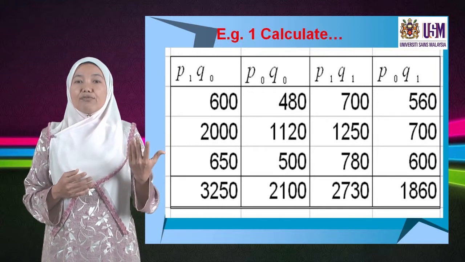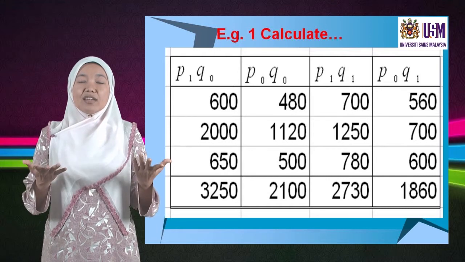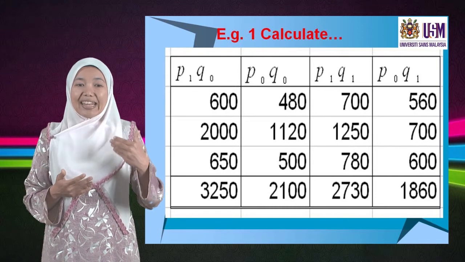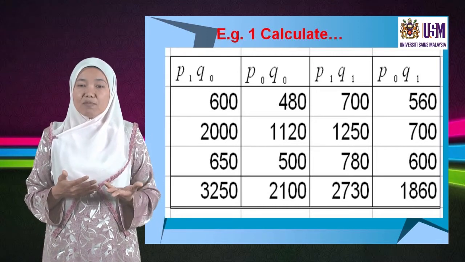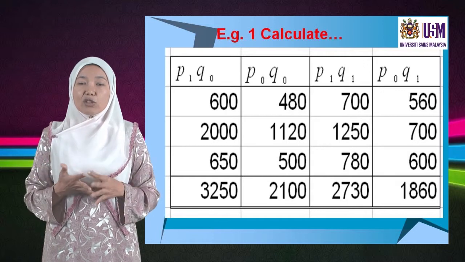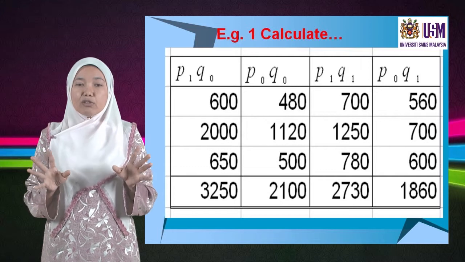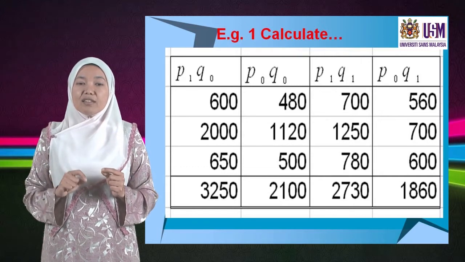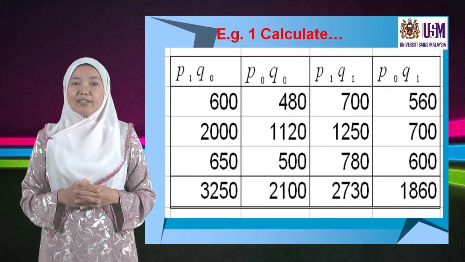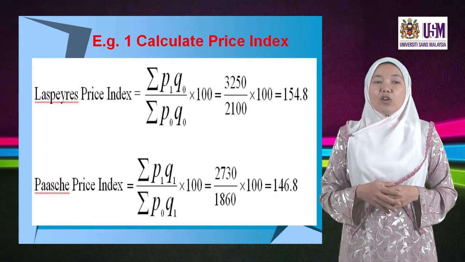Same thing for the third column, you calculate the current year price with the current year quantity for all three commodities, and you add up, so that will give you the summation. And in the fourth column, you calculate the current year quantity with the base year price. After you have done this, you can plug in the summation, the total, in the formula.